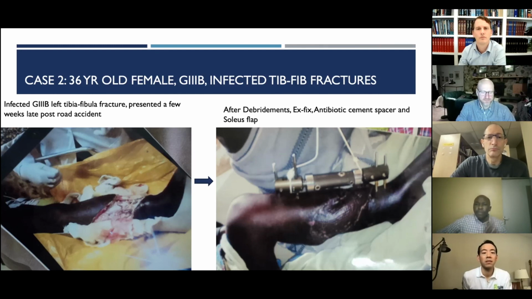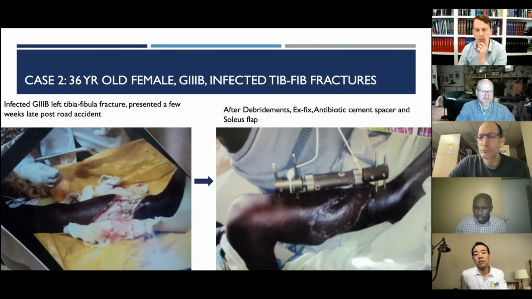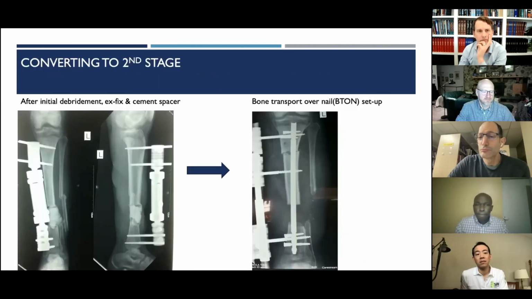What we did is put on an external fixator, an antibiotic cement spacer, and a soleus flap, and shortened her so that our flap is able to take care of that. Next, please. And as you can see on the X-ray on the left side, the AP and lateral, that's the initial one, with the antibiotic cement spacer in situ, the shortened limb, and the external fixator.